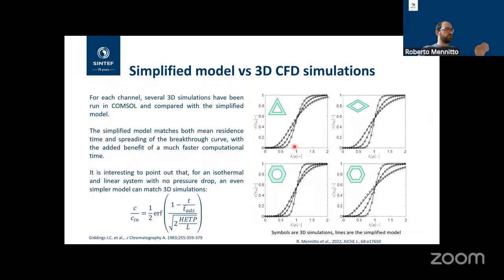So it means that if we account for the correct axial dispersion and the correct thickness of the solid, we match both the mean residence time and the variance of the curve. It should be noted that an even simpler model, in this case for an isothermal and linear system, given by Giddings in the early 80s, can also match this data quite well. I do suggest trying this equation to match the results.